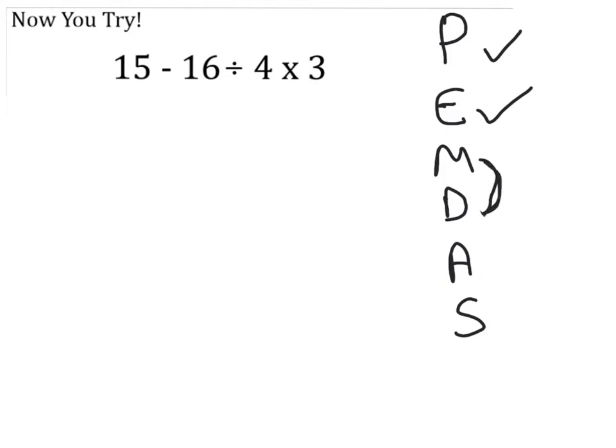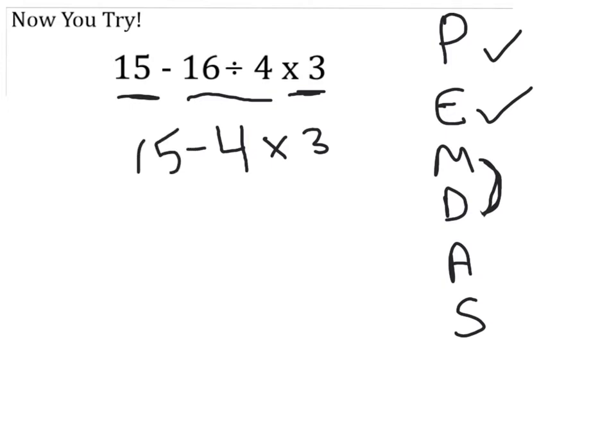Well, I see division first, so I'm going to start with 16 divided by 4. 16 divided by 4 I know is 4, because 4 goes into 16 4 times. Now I'm going to rewrite the rest of my problem. I haven't used times 3, and I haven't used the 15 minus, so I'm just going to bring those down.